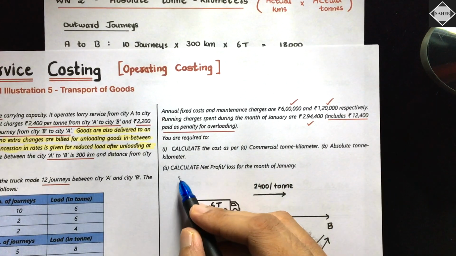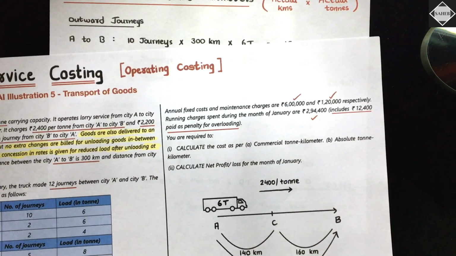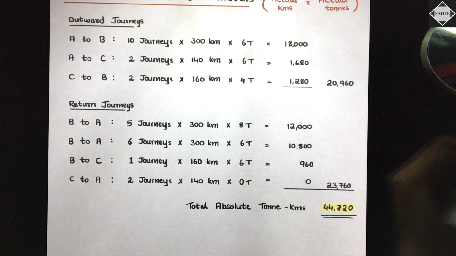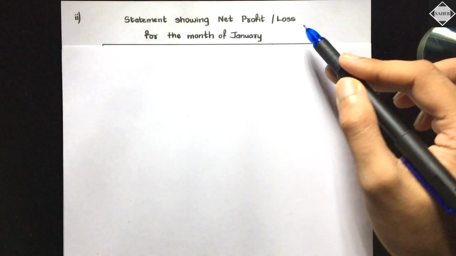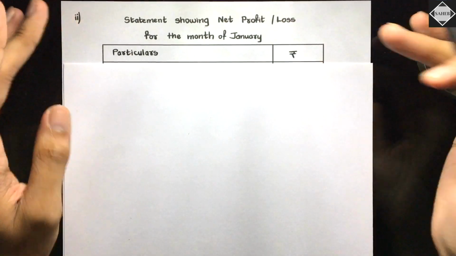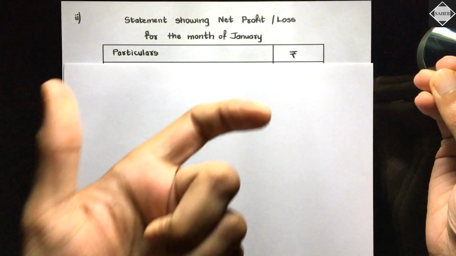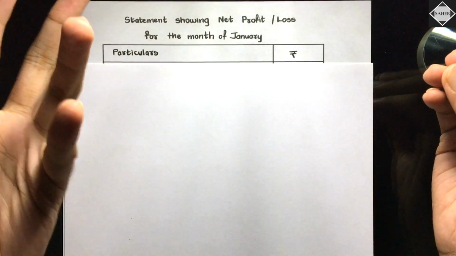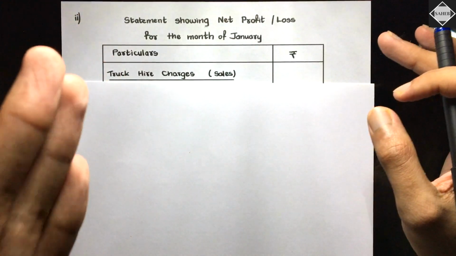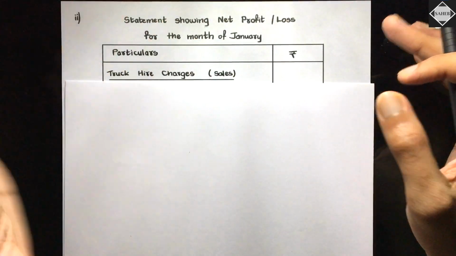Now we also have to do the second requirement. Now what is this second requirement? Second requirement is also very simple. Yeah, I told you, just net profit or net loss for the month of January we have to calculate. How to calculate? See here. Statement showing net profit or loss for the month of January. So it's really simple to calculate. See here, we have a particulars column and an amount column. How to calculate the profit or loss? Revenue minus cost. That's what you will do. Okay, so let's calculate the revenue. You can also call this as what? Truck hire charges, truck total takings, sales, whatever.